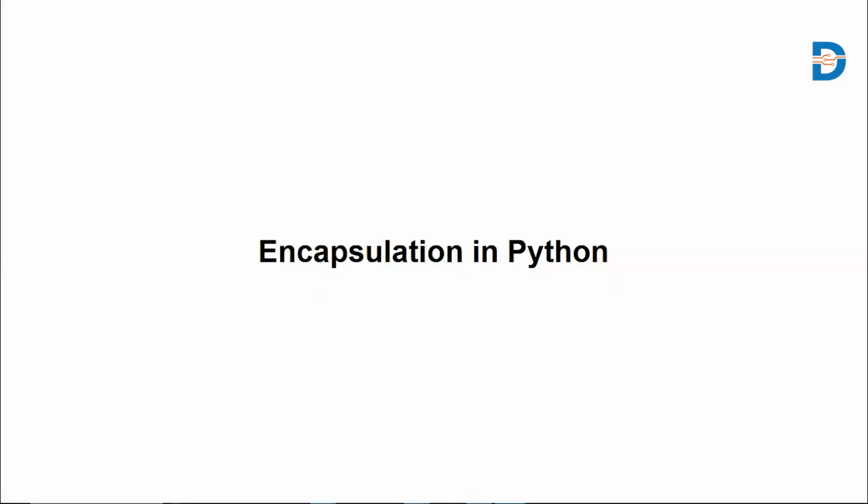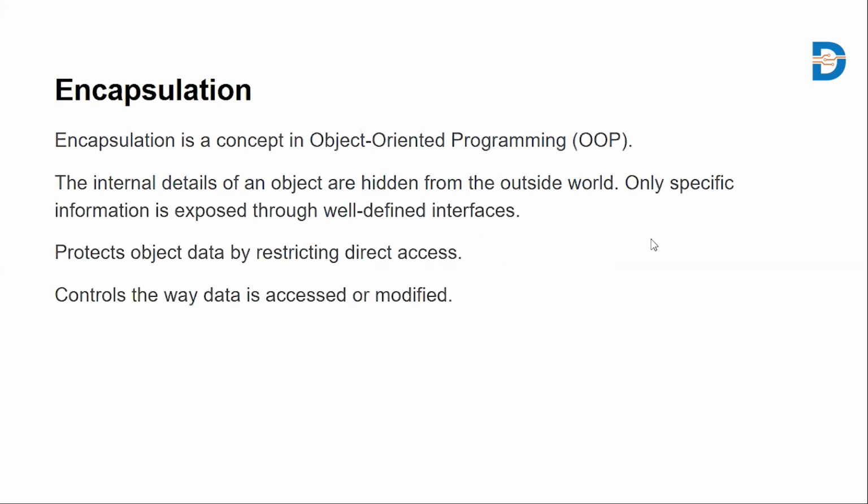So in this session, we're going to learn about encapsulation in Python. Encapsulation is one of the fundamental concepts of object-oriented programming. It also allows us to hide the internal details of an object while exposing only the necessary functionalities. This helps in protecting the data and controlling the access to it.